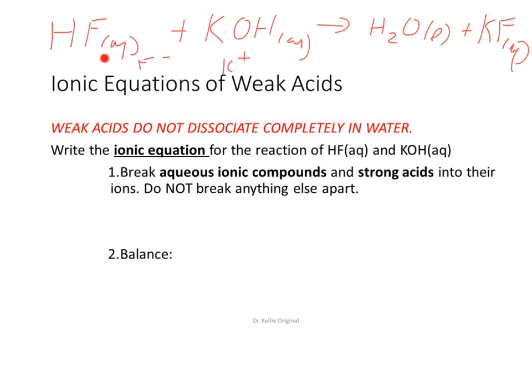The first compound we come to is hydrofluoric acid. Is hydrofluoric acid a strong acid? No, it's a weak acid. Is it an ionic compound? No. Therefore, we don't break it up. Then we come to potassium hydroxide. Potassium hydroxide is an ionic compound. It's got a metal as the first element, yes? So we break it up.